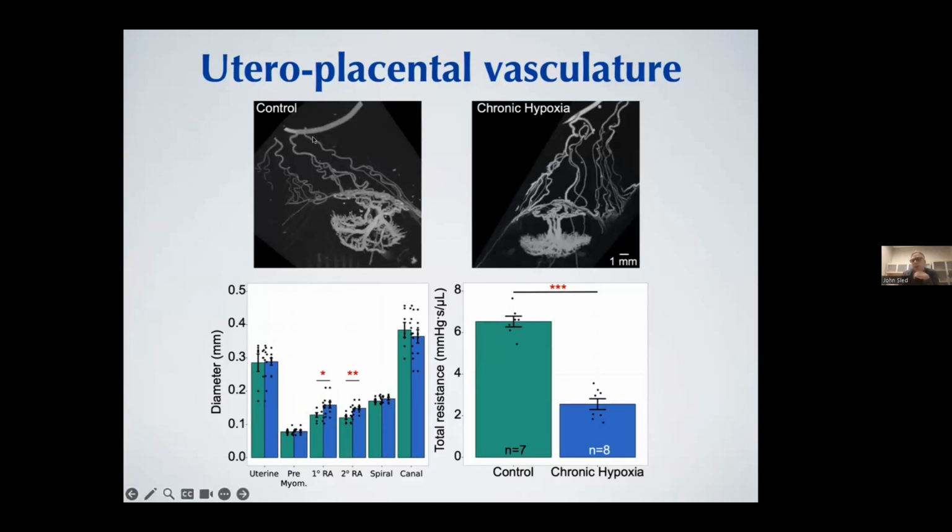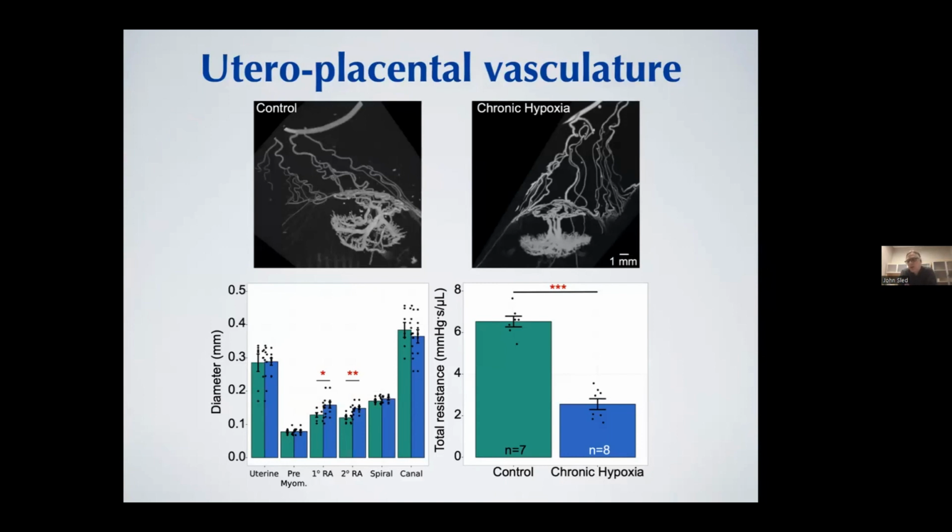So the maternal blood comes in through the uterine artery, which branches into these very long, spindly radial arteries, which join into these kind of oddly shaped spiral arteries, which then further merge into these canals before they enter the labyrinth, which is the kind of exchange region of the placental circulation.